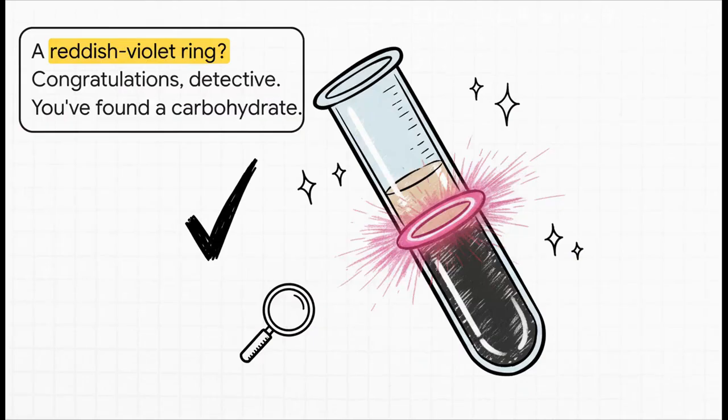And boom, look at that. That beautiful reddish-violet ring tells us everything. So what's actually happening here? Well, that powerful sulfuric acid is basically ripping the water molecules out of the sugar, turning it into something called furfuryl. That furfuryl then reacts with our reagent to create this amazing colored ring. So, case file update, our unknown is officially a carbohydrate.